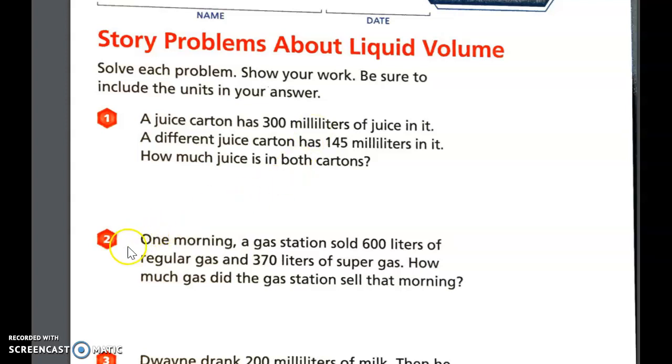Okay. In the second problem, it says one morning a gas station sold 600 liters of regular gas and 370 liters of super gas. How much gas did the station sell that morning? The units of measure are liters. So in your answer, make sure you write the word liters.